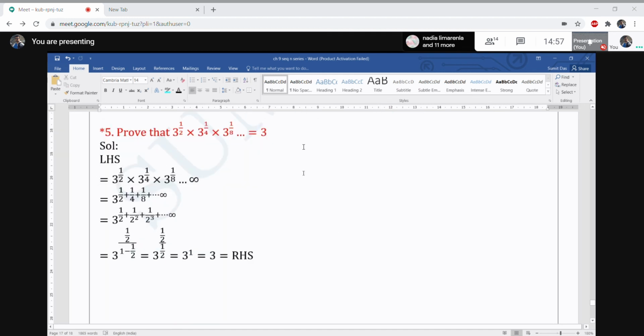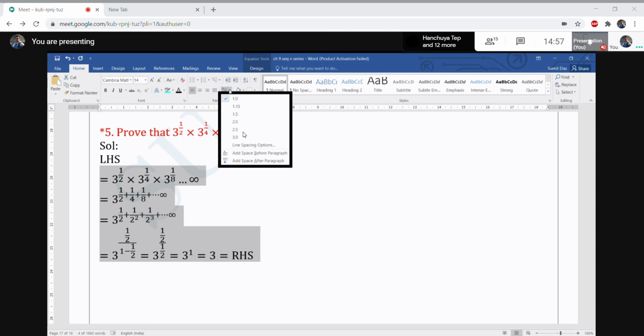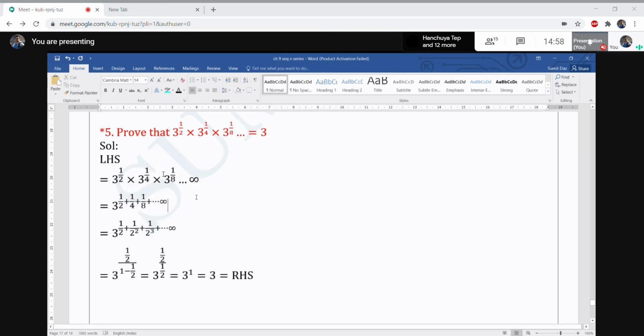This problem is important. We have to prove 3 to the power 1 by 2 into 3 to the power 1 by 4 into 3 to the power 1 by 8 is equal to 3. So on the left hand side you can see 3 to the power 1 by 2 multiplied by 3 to the power 1 by 4 multiplied by 3 to the power 1 by 8. We know that when bases are the same in the product, the powers will be added. All our bases are 3, so the powers will be added. It will be 3 to the power 1 by 2 plus 1 by 4 plus 1 by 8 up to infinity.